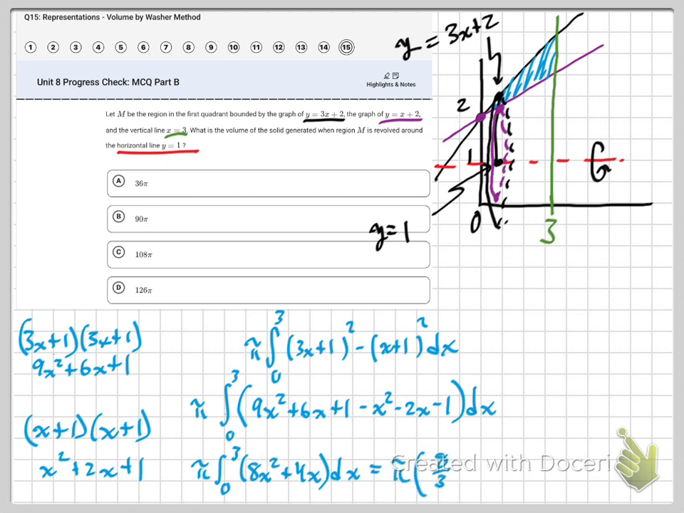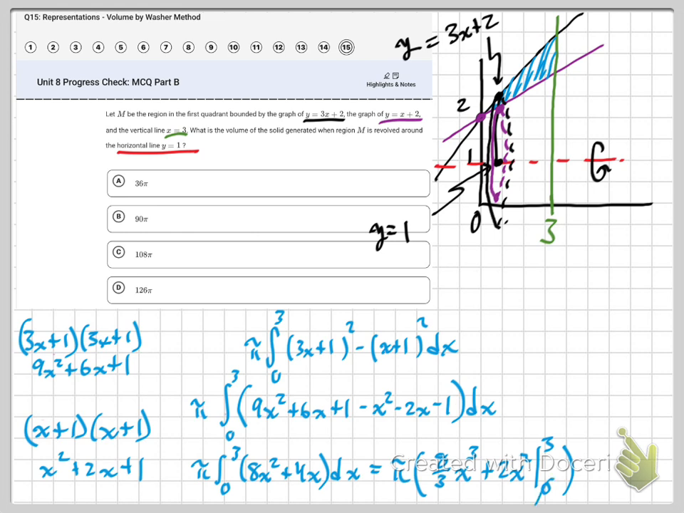So we get 8 over 3 times x to the third. That's because we add 1 to the 2. Then we have to divide the 8 by that number, which is 3. And then we have our x squared times 2. Wait, I thought it was a 4. That's right. We had to add 1 to the exponent. Then we had to divide the 4 by that number.